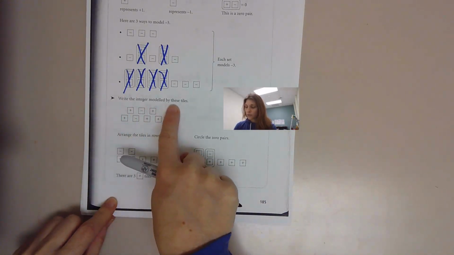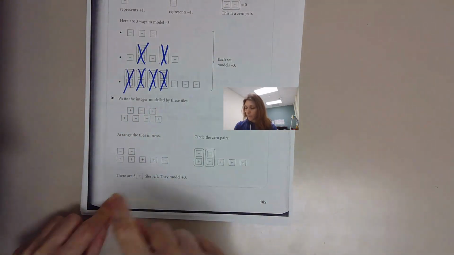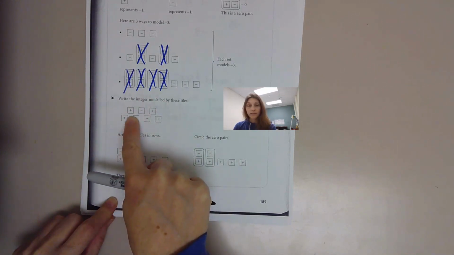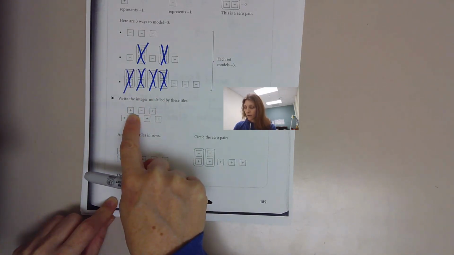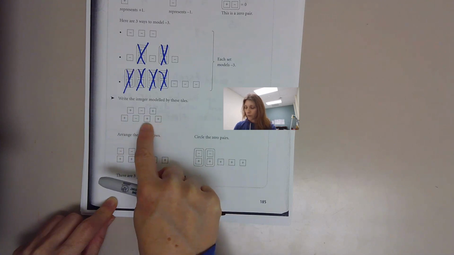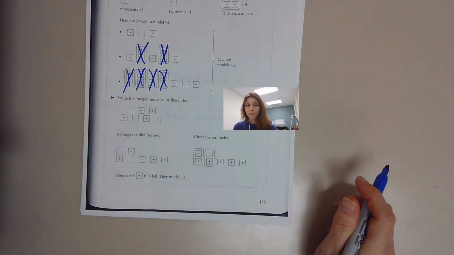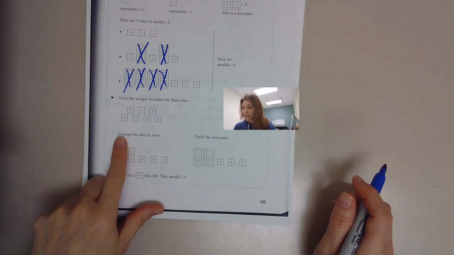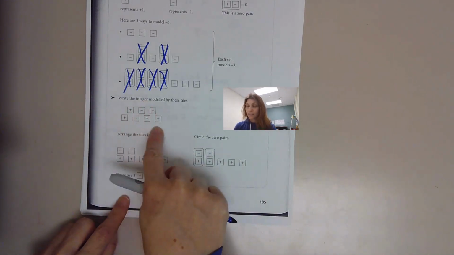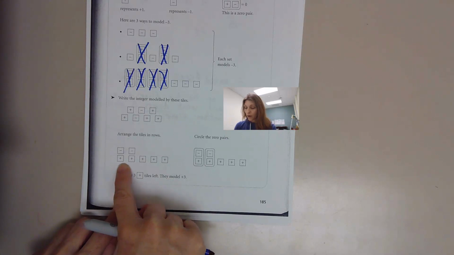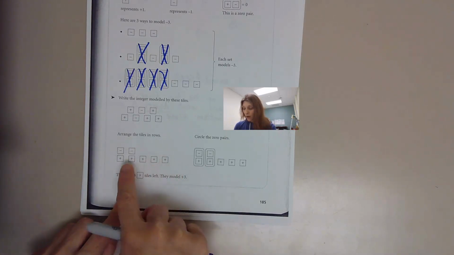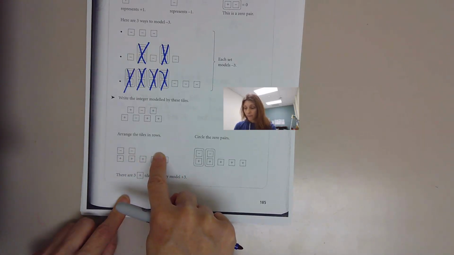So write the integers modeled by these tiles. So here they have the tiles. If we look at the tiles, we have 1, 2, 3, 4, 5 positives and 2 negatives. Okay? Arrange the tiles into rows. So they take these tiles and they put all the positives on the bottom, all the negatives on the top.